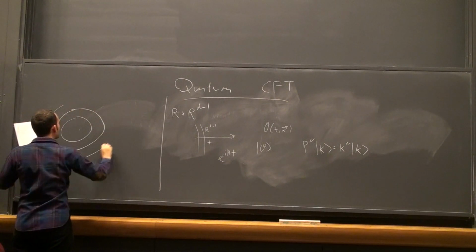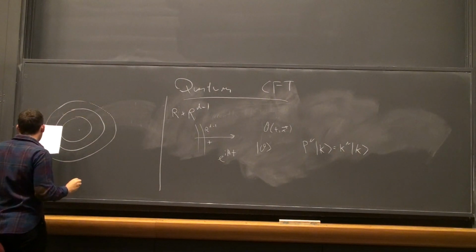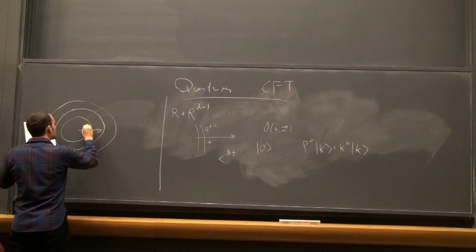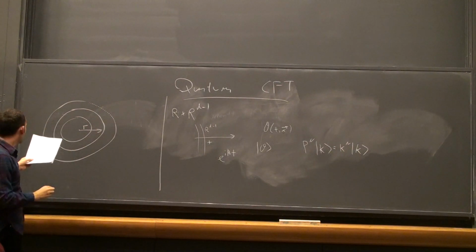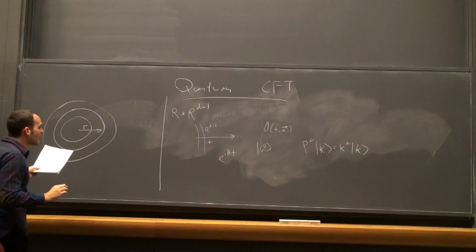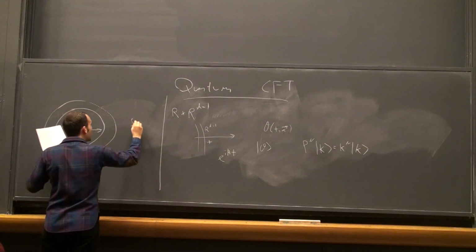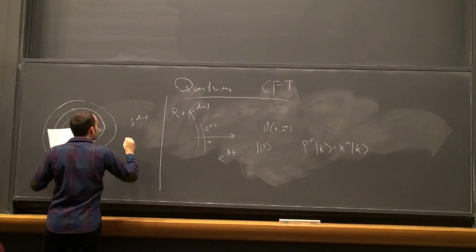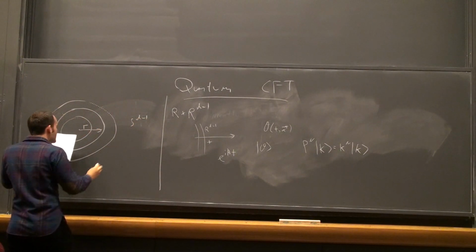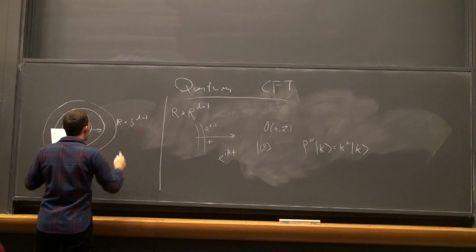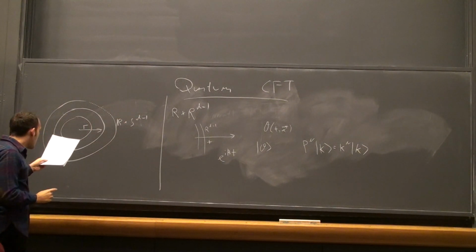So these are, I guess, concentric spheres. And then our time direction is going to be the radius out from the center of this sphere. And then each slice will just be one of these spheres. So it will be a slice S^(d-1). And so our total thing is basically the radial direction r cross S^(d-1) for each slice.